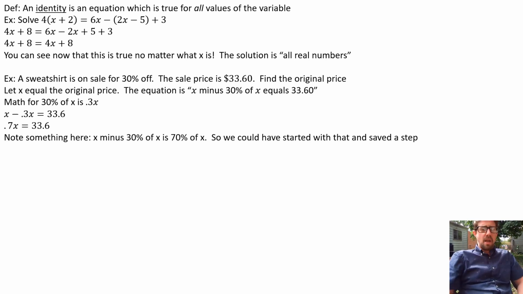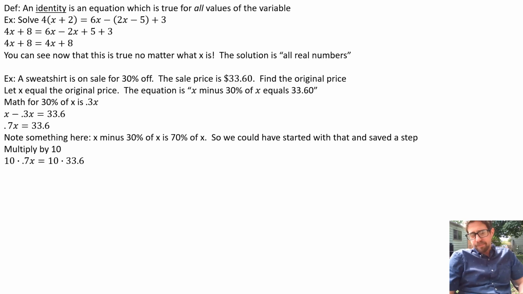Okay, so we're going to move the decimal place over 1. Really, what we're doing when we do that is multiplying by 10, but for your purposes, you're just going to move all the decimal places over by 1. And by 1, I mean to the right. So 7x equals 336. Multiply both sides by 1/7. X is 336 over 7.